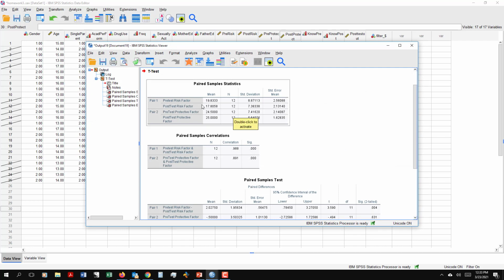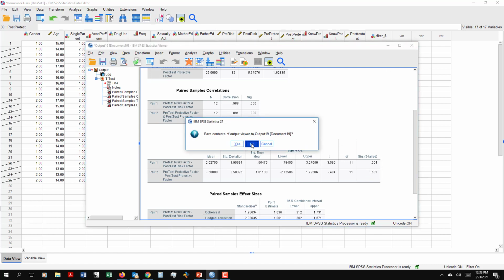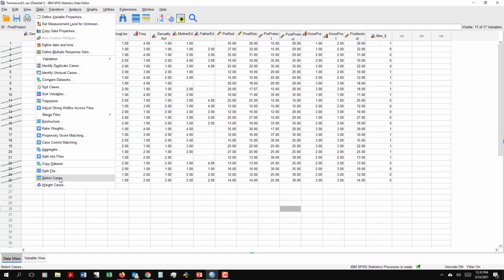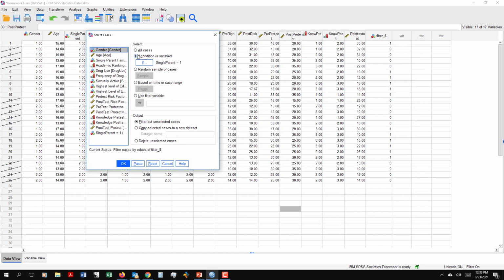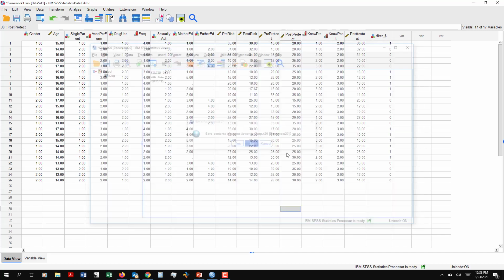The pre-test risk factor was 19. The post-test risk factor was 17. There was a decrease. There was an increase in protective factors. Was it significant? The reduction in risk factor was significant. The increase in protective factors was not significant for those who live in single parent family homes. So this is just an example. You can actually go into depth and look at all different types of relationships with your data depending upon the questions that you need to answer.